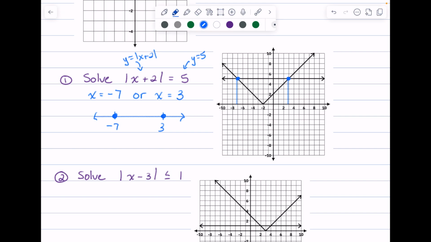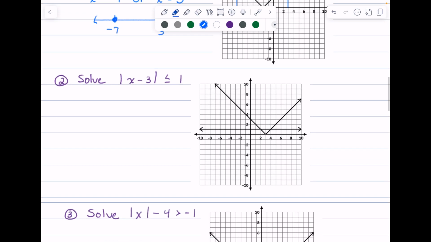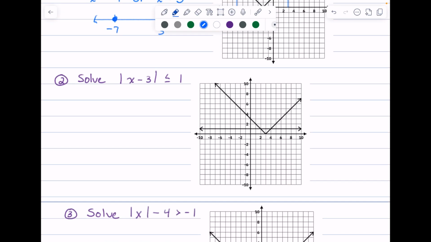So okay, let's do a less than. Here's the absolute value of x minus 3 is less than or equal to 1. So notice, here's your graph of y equals the absolute value of x minus 3. And here's the graph of y equals 1. And we want the part that's less than. So less than would be below the line. So it would be that part right there, just that little bottom part of the graph.